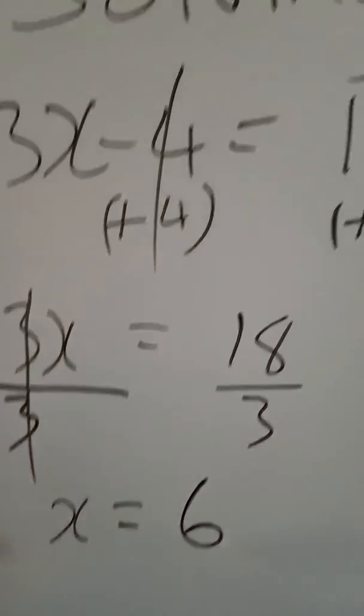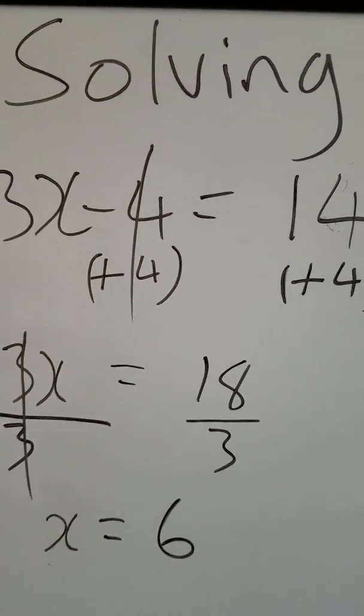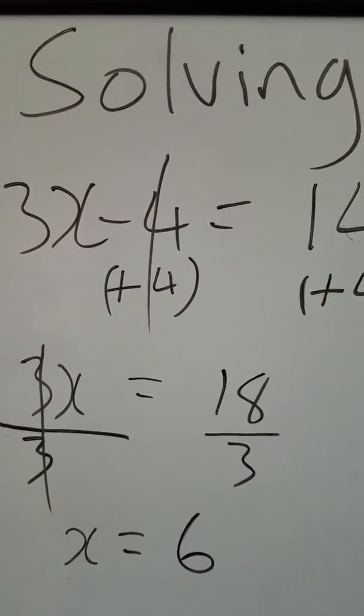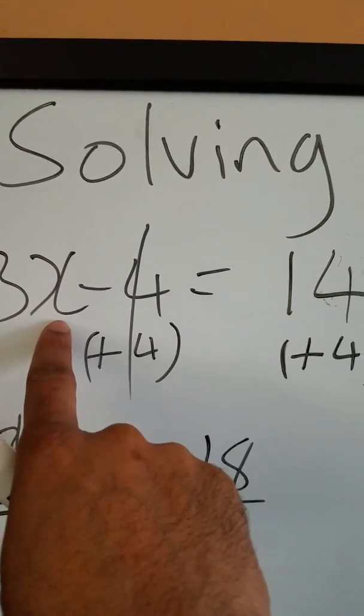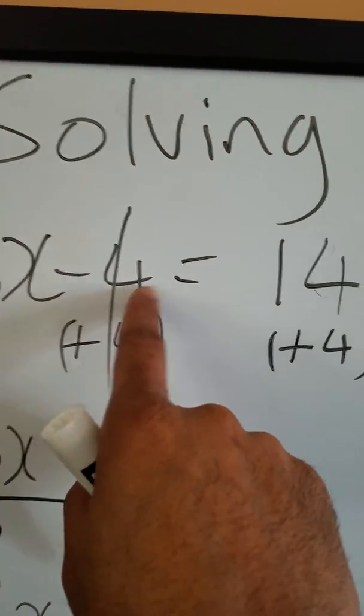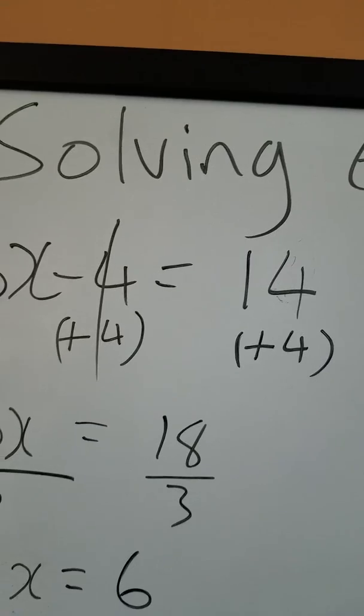Likewise, if you plugged in 6 into this problem, you should have gotten the equation to balance out, because 3 times 6 would be 18, and then you subtract 4 from 18, and you would get 14 for your answer.